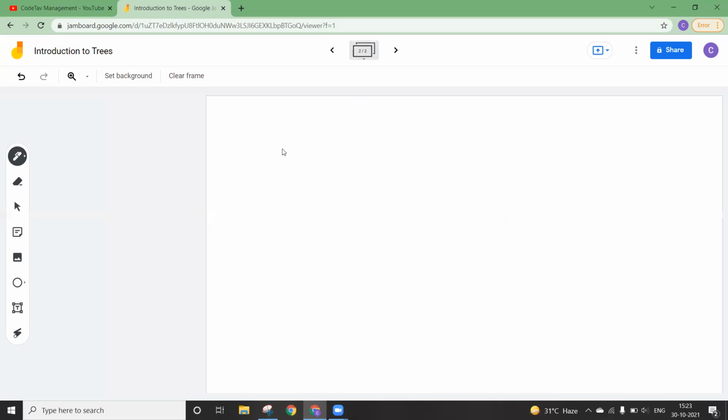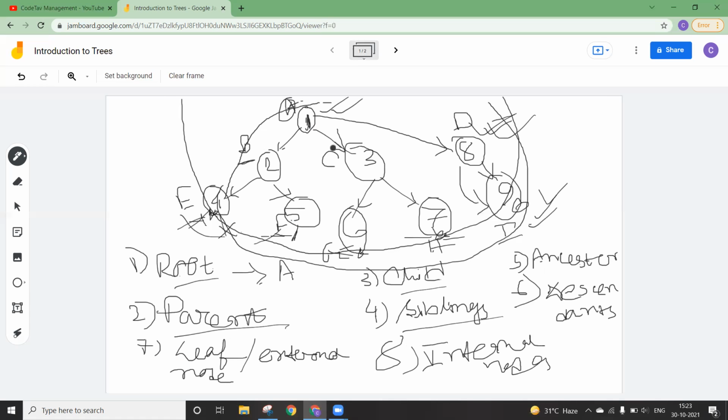Now, what is the depth? The depth of a node is the number of edges from the root to that node. This is called the depth. Here this can be level 0.